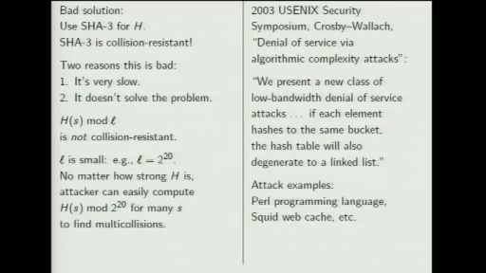In 2003, Crosby and Wallach had a paper where, well, I guess they thought they were the first to think of it. They said they have this new class of low bandwidth denial of service attacks. Everybody comes up with a new name for these, like hash flooding, hash denial of service, algorithmic complexity attacks. If each element hashes to the same bucket, the hash table will also degenerate to a linked list. And okay, the idea wasn't new, but they had some new examples of these attacks.